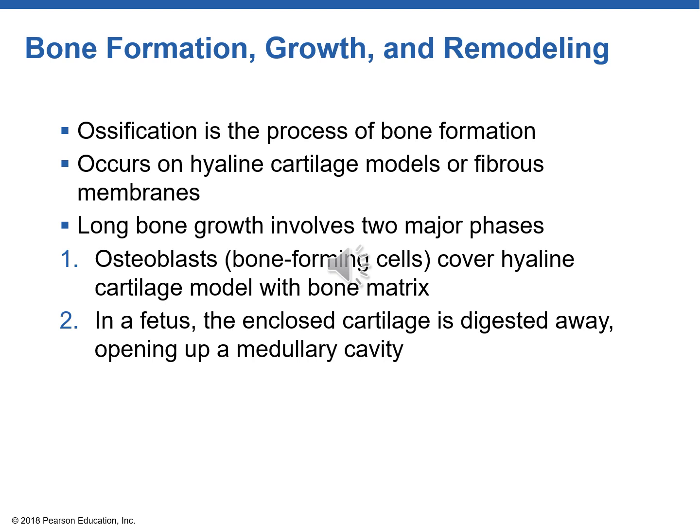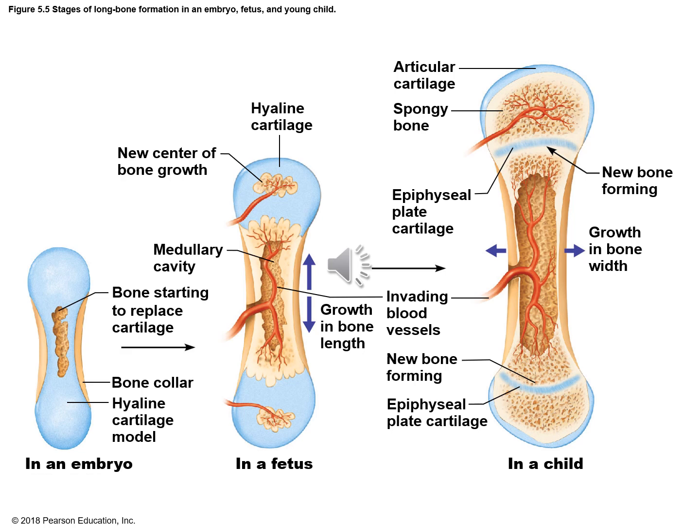Osteoblasts, which are bone building cells, cover the hyaline cartilage model with bone matrix. And then the enclosed cartilage is digested away, opening up the medullary cavity. In a fetus, the hyaline cartilage model is gradually being replaced with bone tissue. We see that the bone tissue replaces most of the hyaline cartilage.